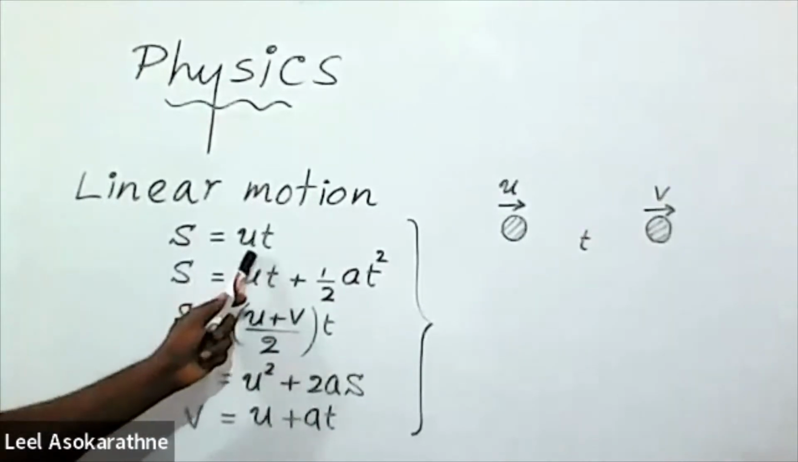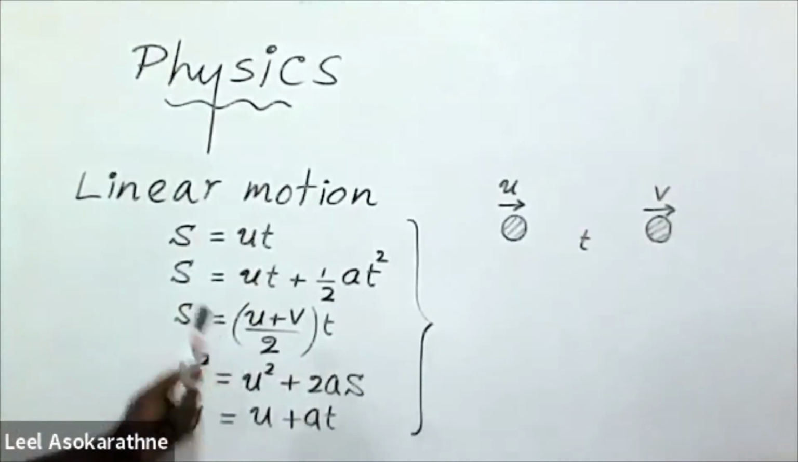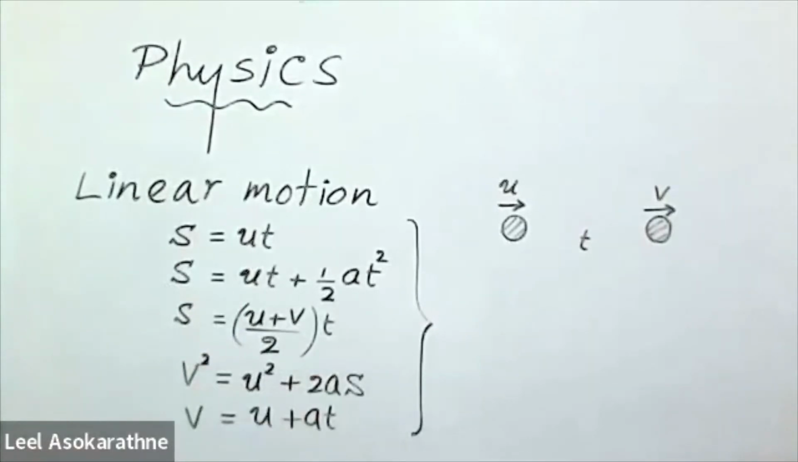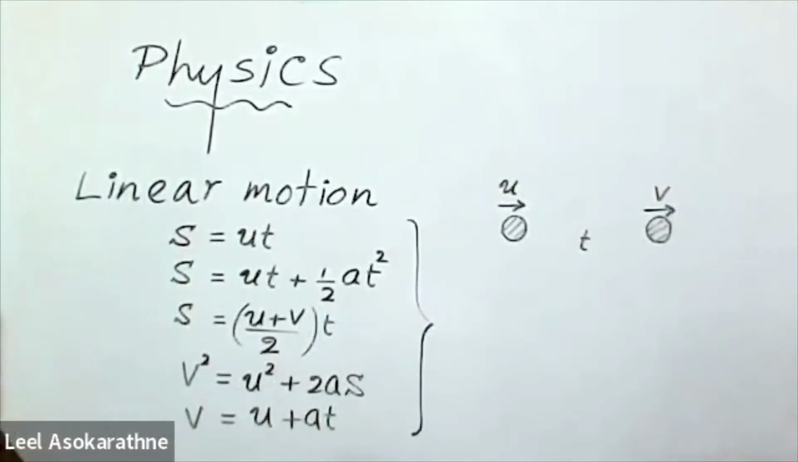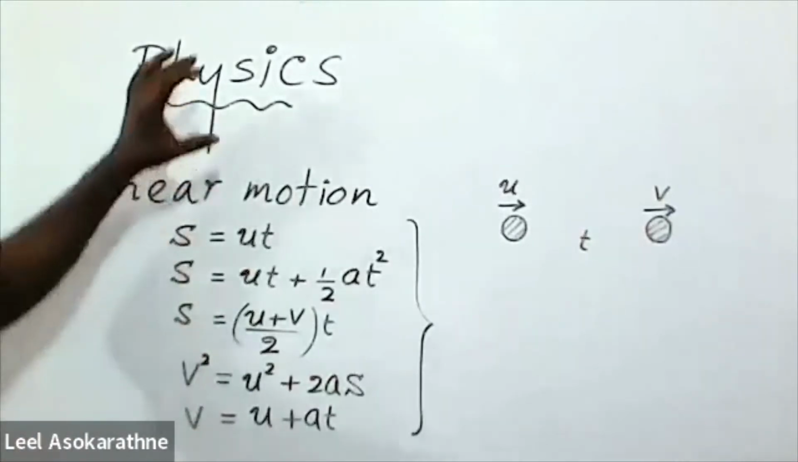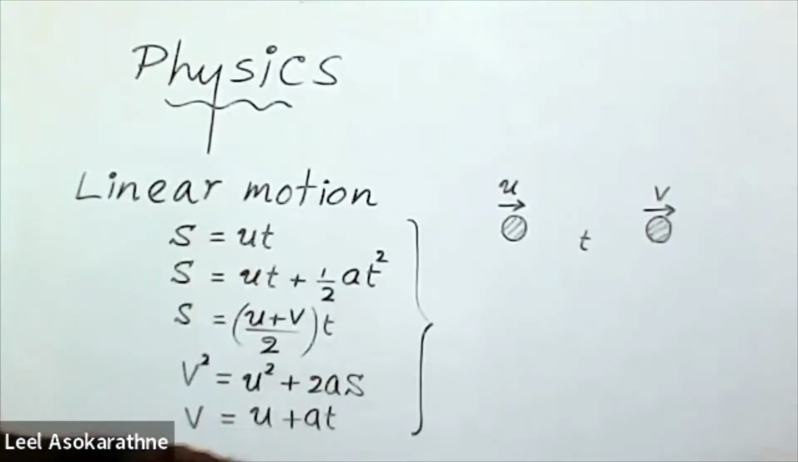s = ut, s = ut + ½at², s = (u + v)/2 × t, v² = u² + 2as, and v = u + at. Since you are learning physics, you should know these relations.